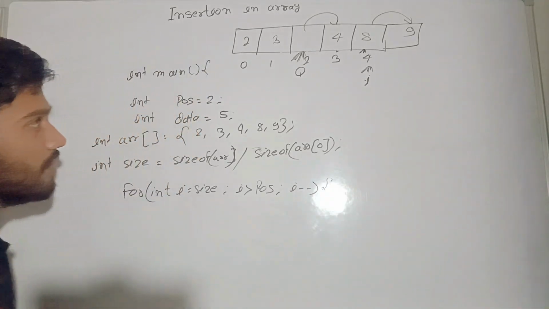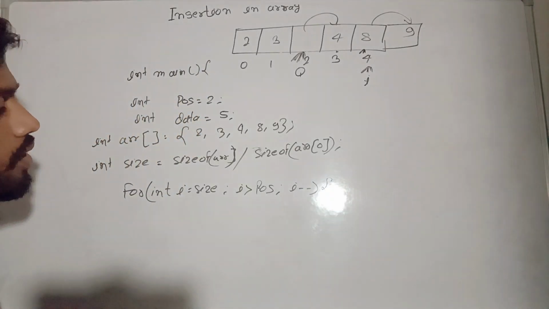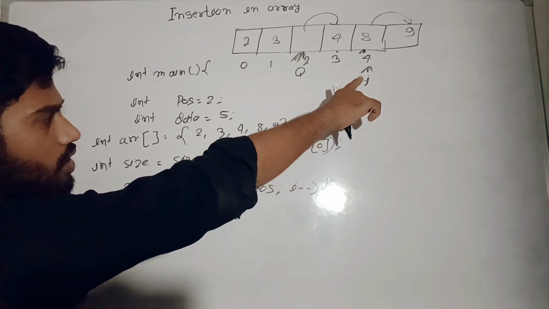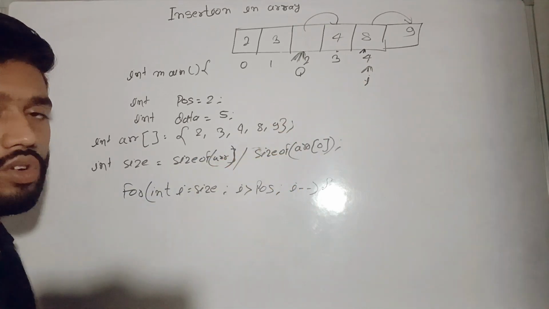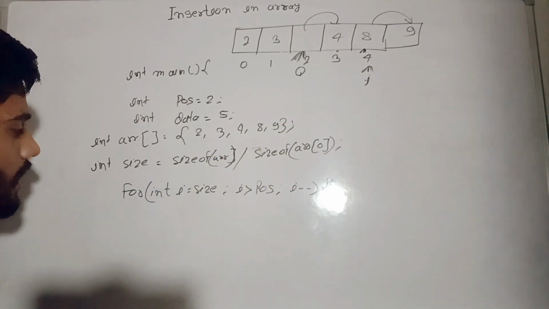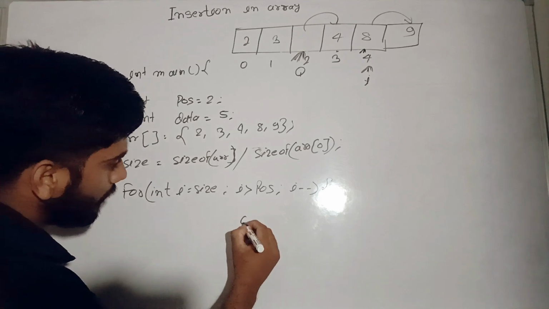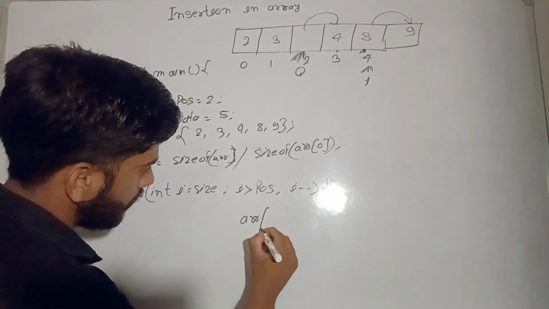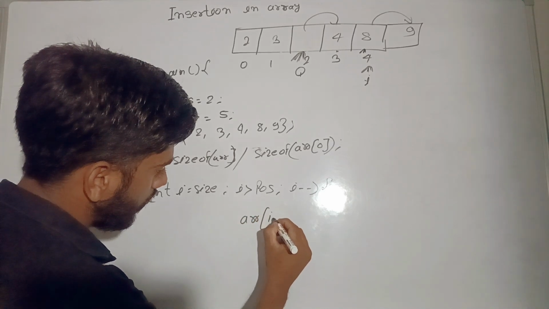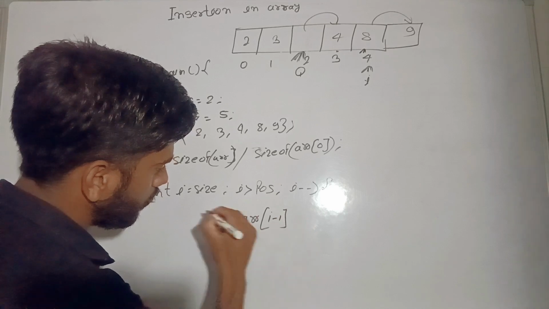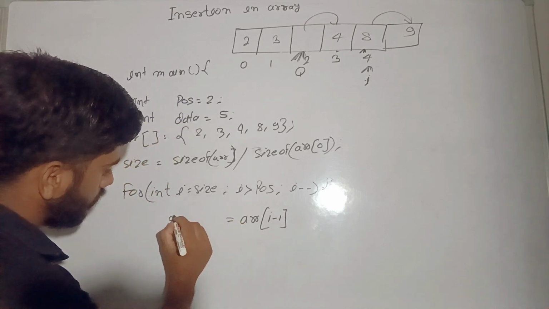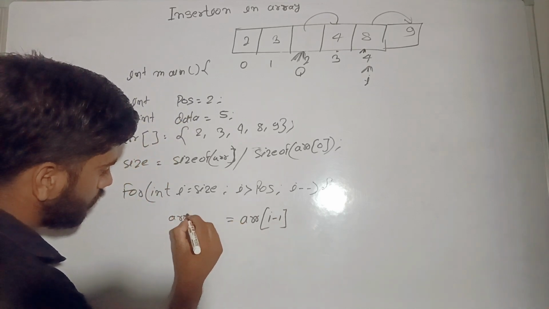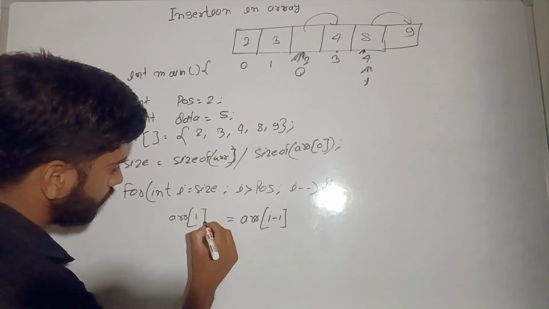Okay, now here is the logic of what we are going to do. There is a logic: array of I minus 1 that has been array of I.